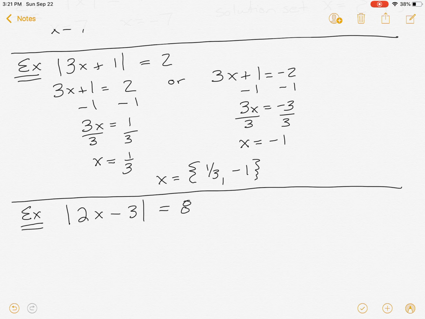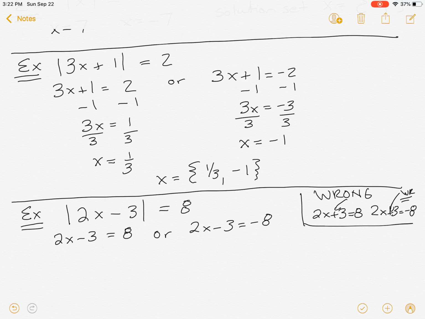I'm going to come over here and tell you what's wrong. What would be wrong to set up would be 2x plus 3 equals 8, and 2x plus 3 equals negative 8. This is the part that's wrong. What's in the expression is what comes out of the expression.